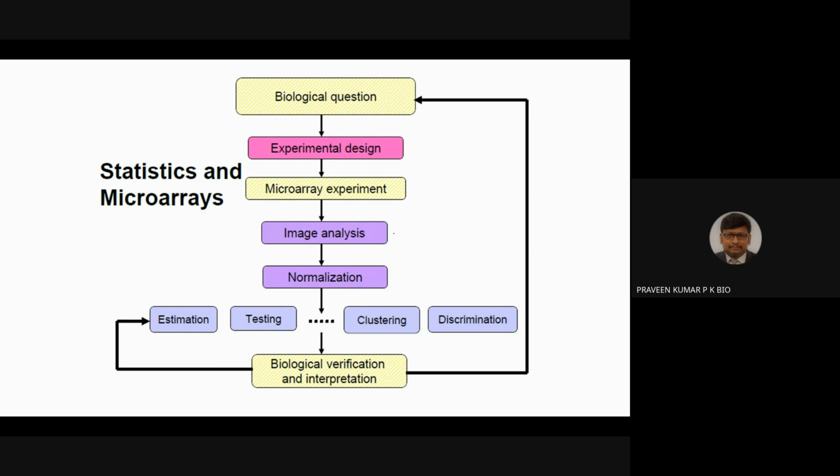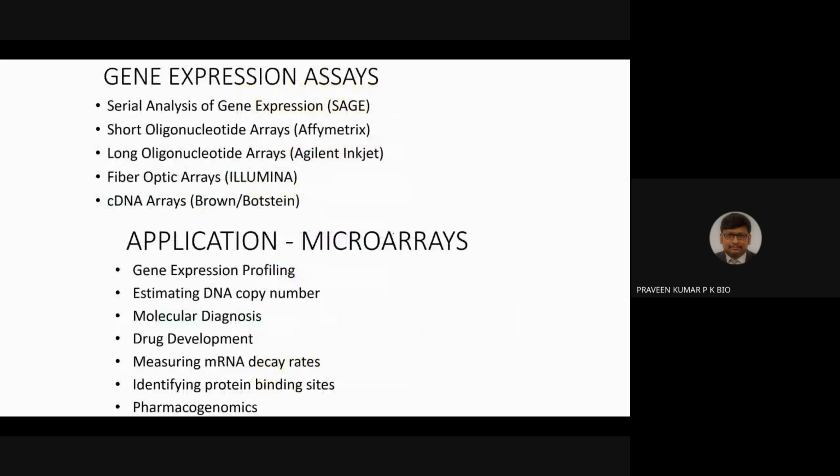In NCBI itself, we have majorly two databases, but we also have other public and private domain databases for gene expression data. So gene expression assays. So these are the assays. Okay, so these are the modified assays.